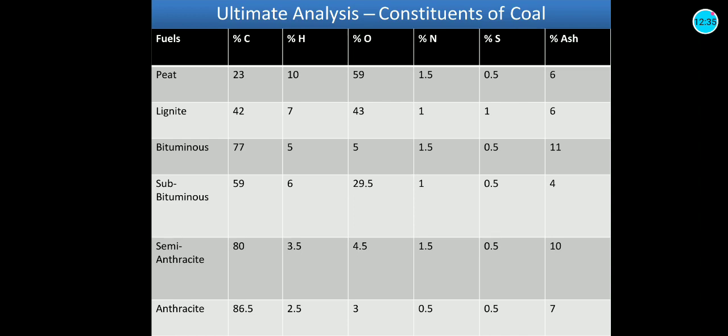Then next one is anthracite. In anthracite, percentage of carbon is 86.5%, percentage of hydrogen is 2.5%, then percentage of oxygen is also 3%, percentage of nitrogen and percentage of sulfur are 0.5 and 0.5%, then percentage of ash content in anthracite is 7%.